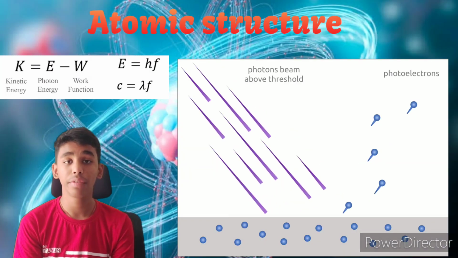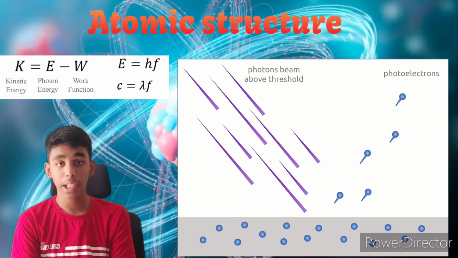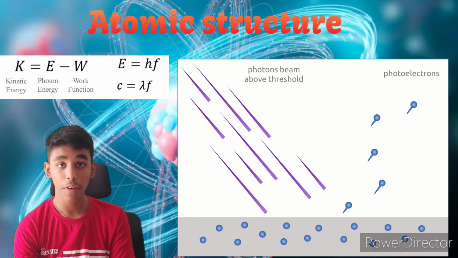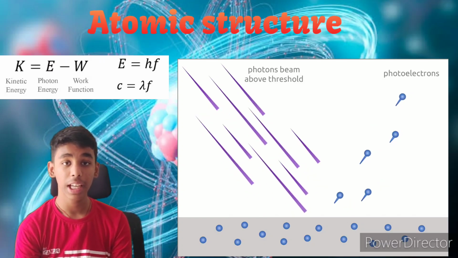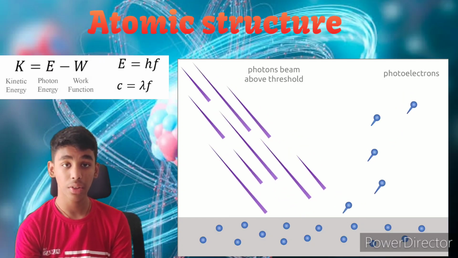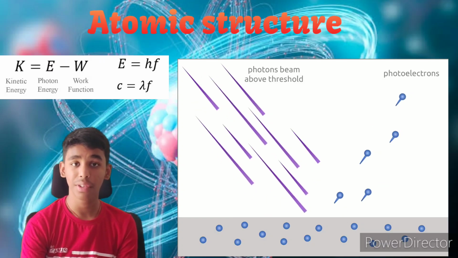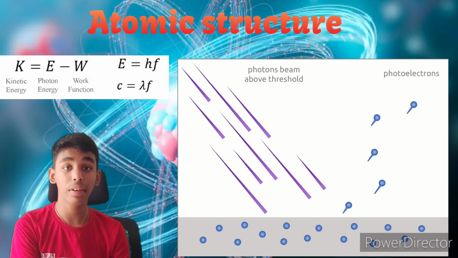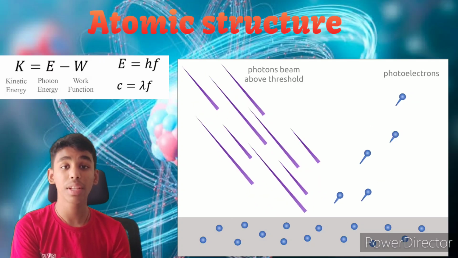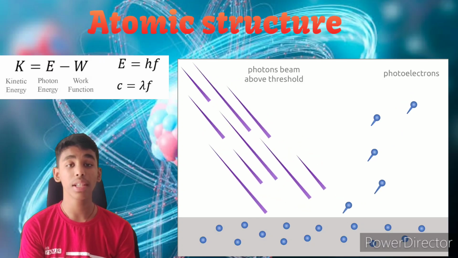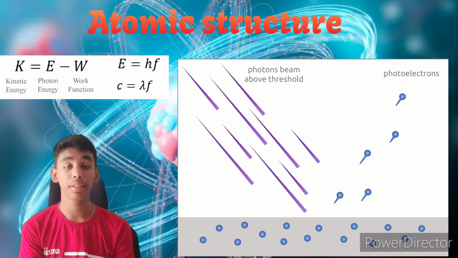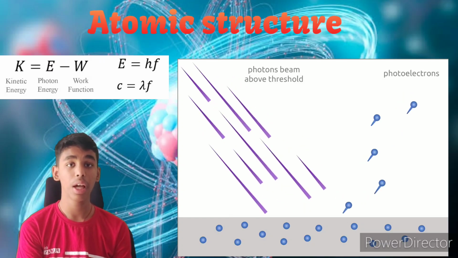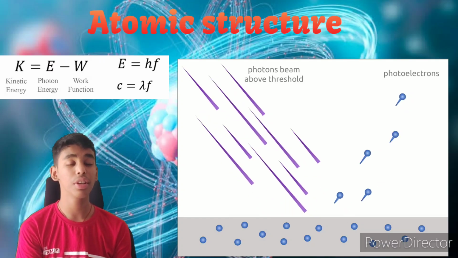Now let's discuss the photoelectric effect. The photoelectric effect is when you shine radiation of a suitable frequency on a metal, and the metal ejects electrons. This phenomenon is known as the photoelectric effect. There is a minimum frequency for the metal to give out electrons. That minimum frequency is called the threshold frequency, which is the minimum frequency needed by the light radiation to remove electrons from the metal surface.